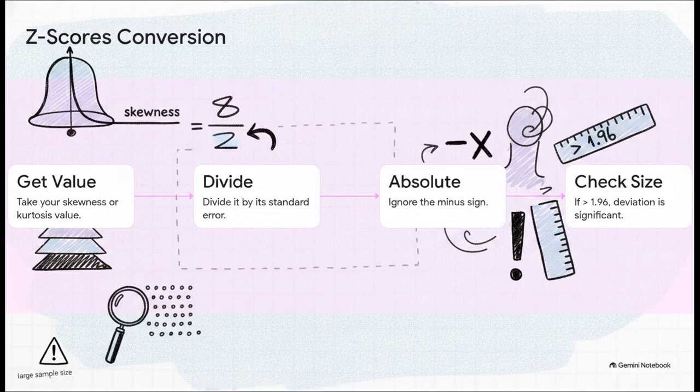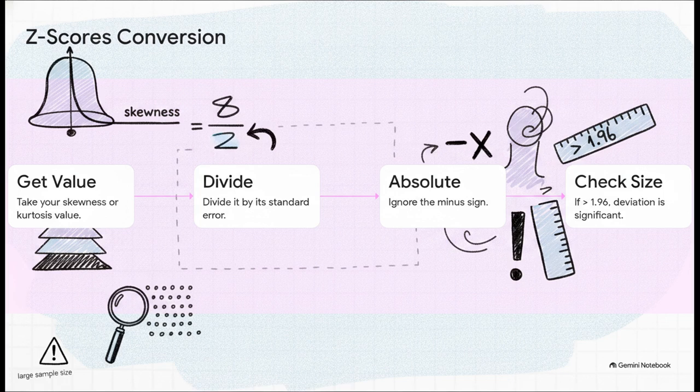Besides those formal tests, we can also mathematically check our skewness and kurtosis values by converting them to z-scores. The steps are actually pretty straightforward. First, you just take your skewness or kurtosis value straight from your descriptive statistics. Second, divide it by its standard error. Third, just ignore any minus sign. We only care about the absolute value here. And finally, if that resulting score is greater than 1.96, your deviation from normality is mathematically significant.